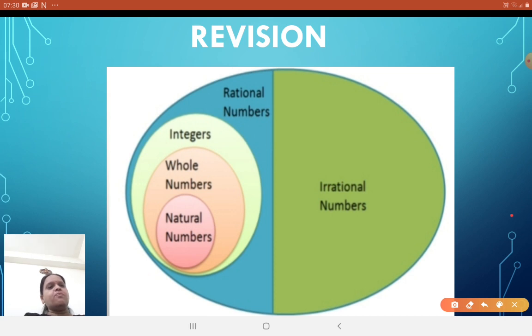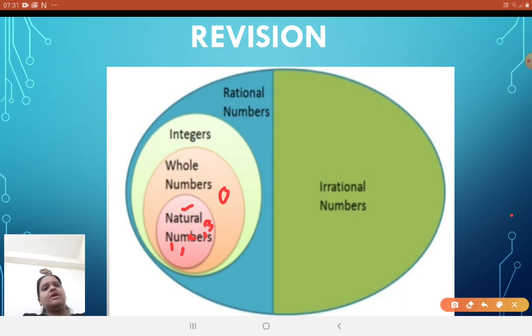The smallest group of numbers is nothing but the natural numbers. Is it correct? Which type of numbers will come in natural numbers? It will start from 1, 2, 3 and so on. Infinitely many numbers will come in the natural numbers, but it will start from 1. What is the second group of numbers? In natural numbers, if I add 0, that group of numbers will become what? Whole numbers.